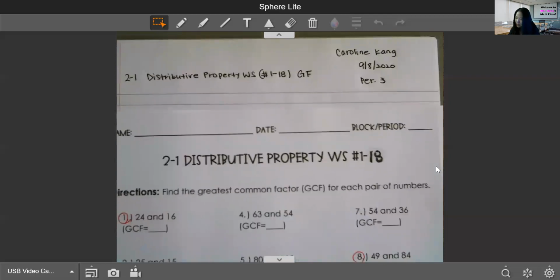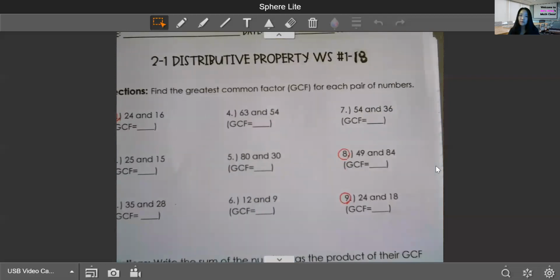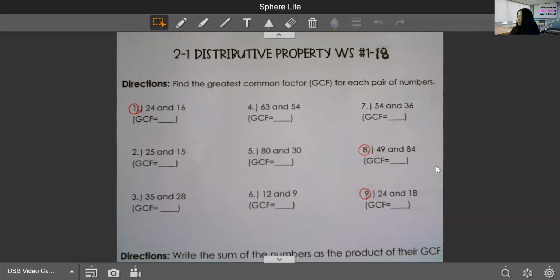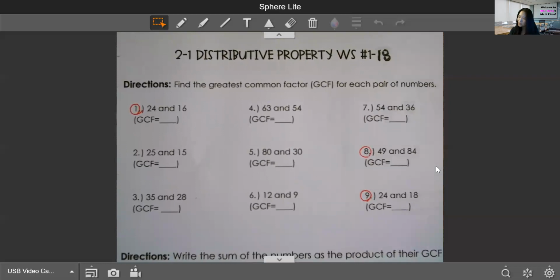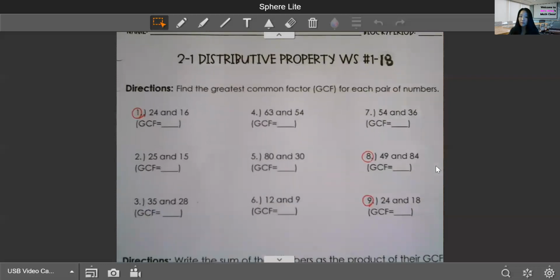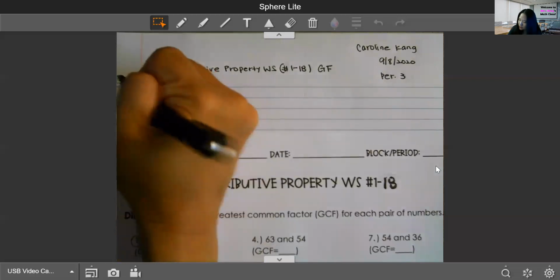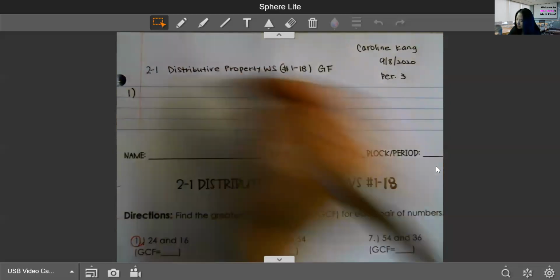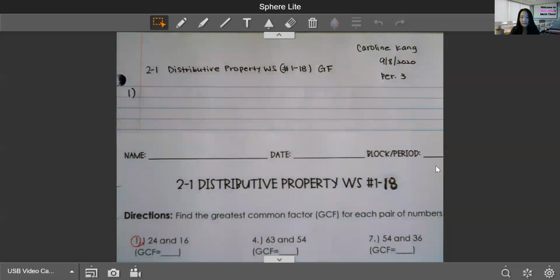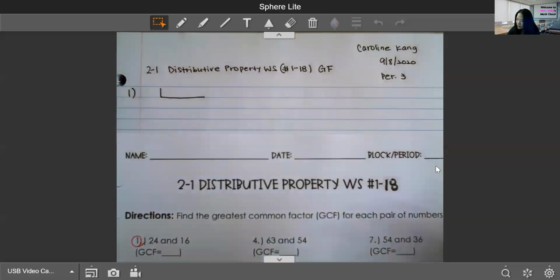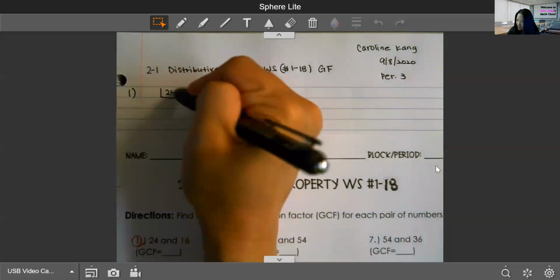Okay, so for the first 9 problems, it says find the greatest common factor. We already learned how to write the greatest common factor. So I am going to copy down the problems first. So give me a minute. So here's number 1. And because I know that I'm going to be using the ladder method, I'm just gonna go ahead and put the 2 numbers inside my upside down cake.